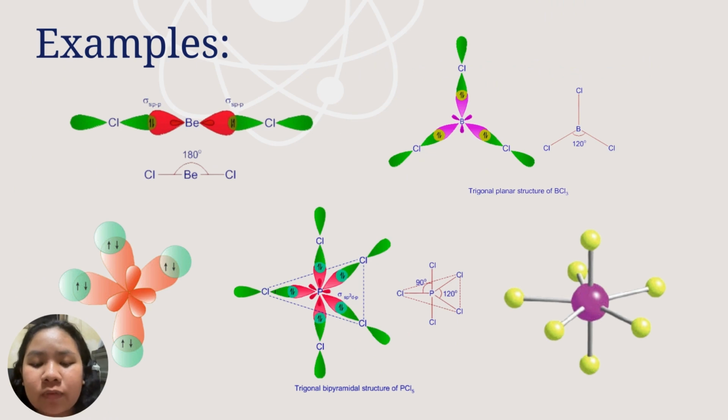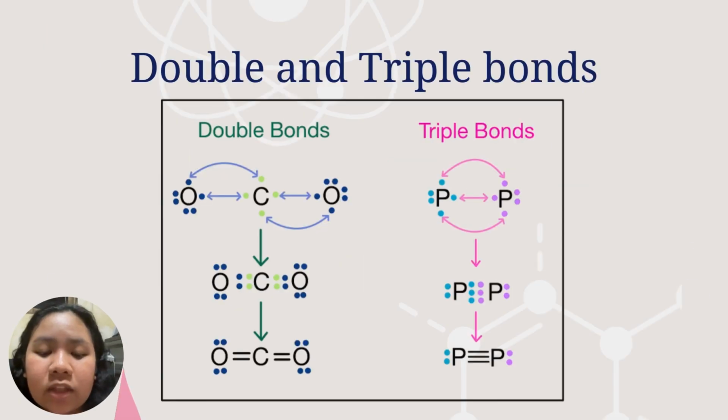Here are the examples for each type of hybridization. We have beryllium chloride for sp, boron trichloride for sp2, methane for sp3, phosphorus pentachloride for sp3d, and sulfur hexafluoride for sp3d2. In determining the type of hybridization in molecules having double and triple bonds, we should only count them as one instead of two or three.